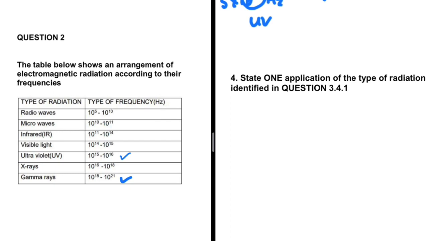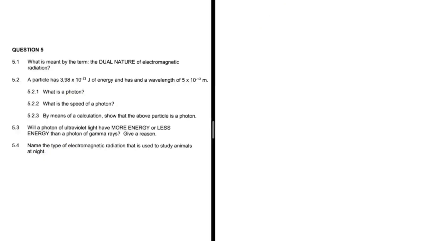Ultraviolet light can actually be used to kill bacteria. So that is just one of the applications of ultraviolet light. What is meant by the term the dual nature of electromagnetic radiation? What it means is that electromagnetic radiation behaves as both a wave and a particle. It shows characteristics of a wave and characteristics of a particle.